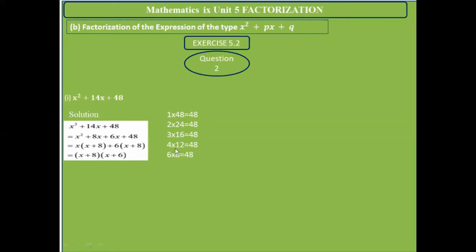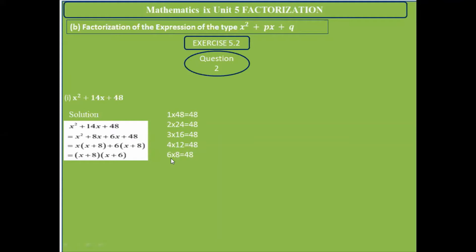So 4 and 12, when we add these two numbers we have 16, and when we subtract we have 8. So that is not our requirement. So 5 cannot divide 48.